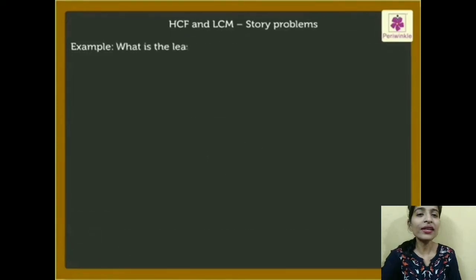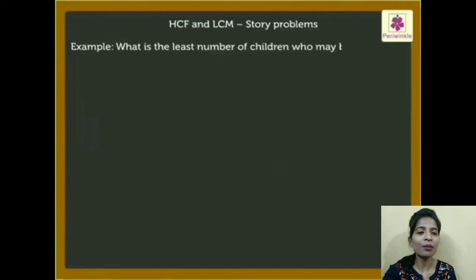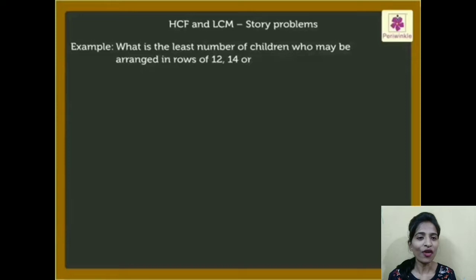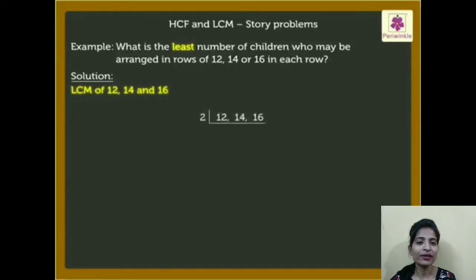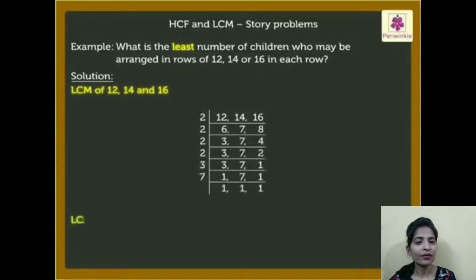Let us see another example. What is the least number of children who may be arranged in rows of 12, 14 or 16 in each row? In this question, we need to find the least number of children. It means we will find the LCM of 12, 14 or 16. Let us find. We can use any method to find LCM. Here I have used the division method.